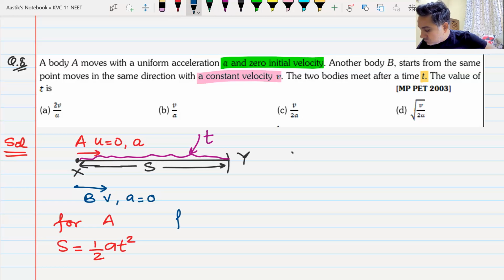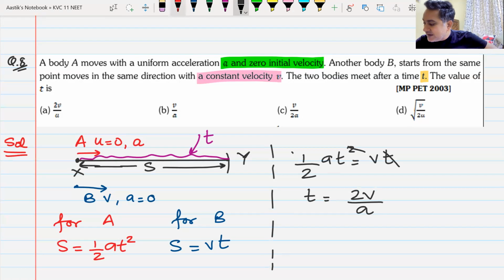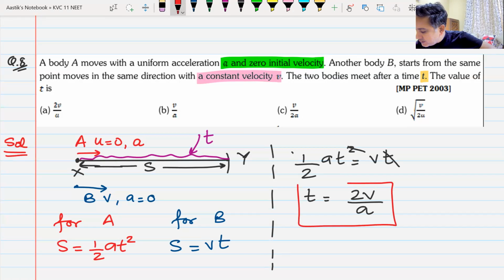What about B? For B, acceleration is 0. So displacement S is equal to ut plus half at square, and acceleration is 0, so this is equal to V multiplied by T. You can equate the two and get the value of time. So half a t square will be equal to Vt. You can cancel one t, because at time 0 we already know they are together. The next time is 2V by a, and that is the answer, my dear friends. Do we understand this? Yes or no?